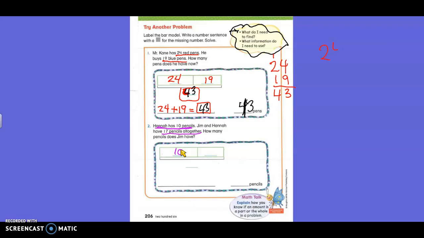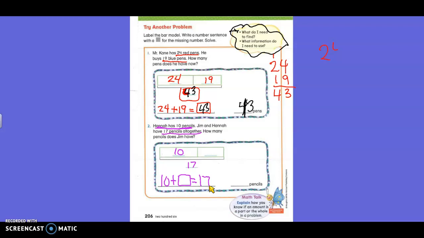Okay, because I know that's important. Then 17 altogether. Where is that 17 going to go? Is it going to go in this box or down here? Ivan? On the bottom, because that's the total. We're trying to find the missing number. So let's write our problem down here. 10 plus, we don't know, so a box, equals 17.